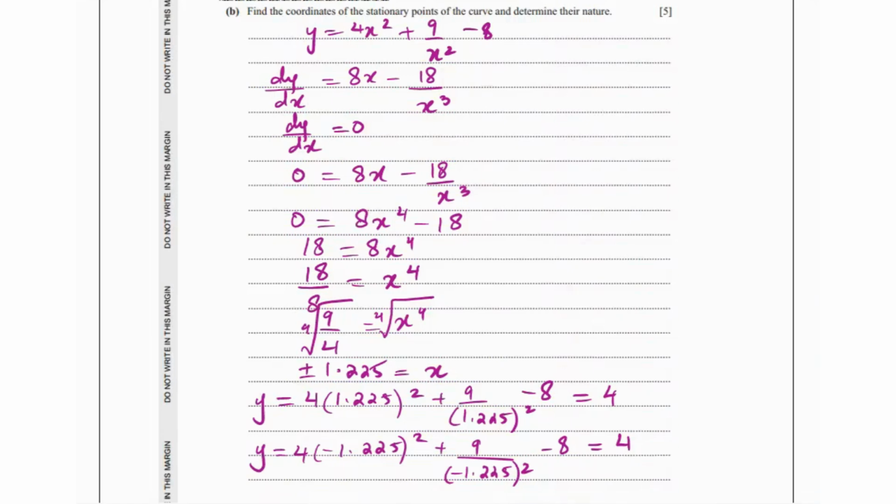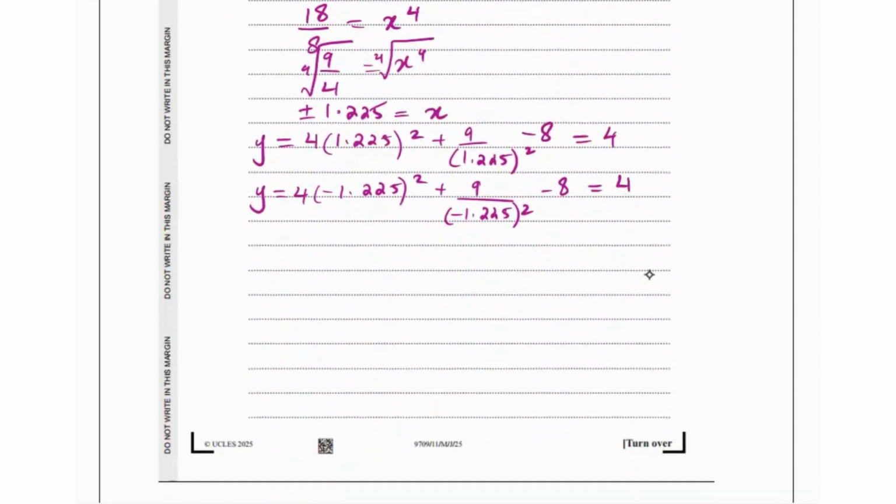So once we have found our coordinates, we're going to determine the nature of these points. So our points are, let's call it point A, 1.225, 4. And then we have point B, negative 1.225 and 4. So to find the nature, we find the second derivative. So we differentiate the first derivative again.